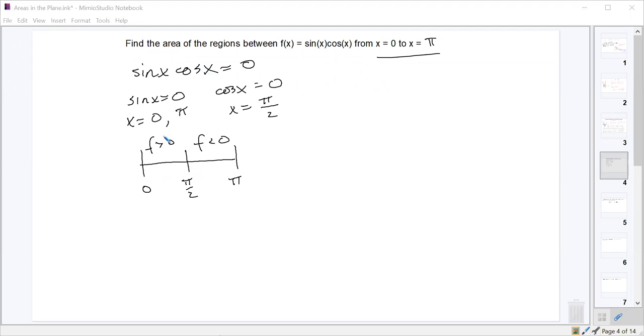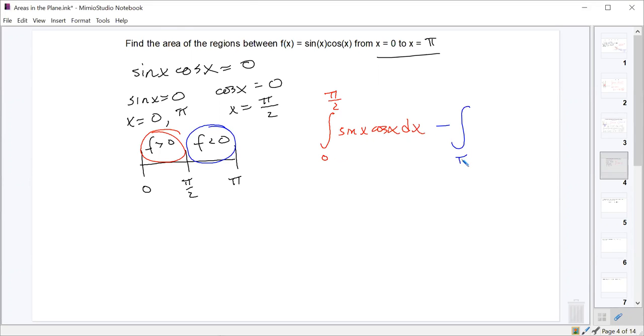So we need to do this integral from 0 to pi over 2 as a positive one, and then we need to subtract this one because it comes out to be negative. Does that make sense to everyone? Yes, it does. Oh, good. And we will subtract the integral from pi over 2 to pi. And how do we integrate sine x, cosine x? U substitution. U substitution, exactly.